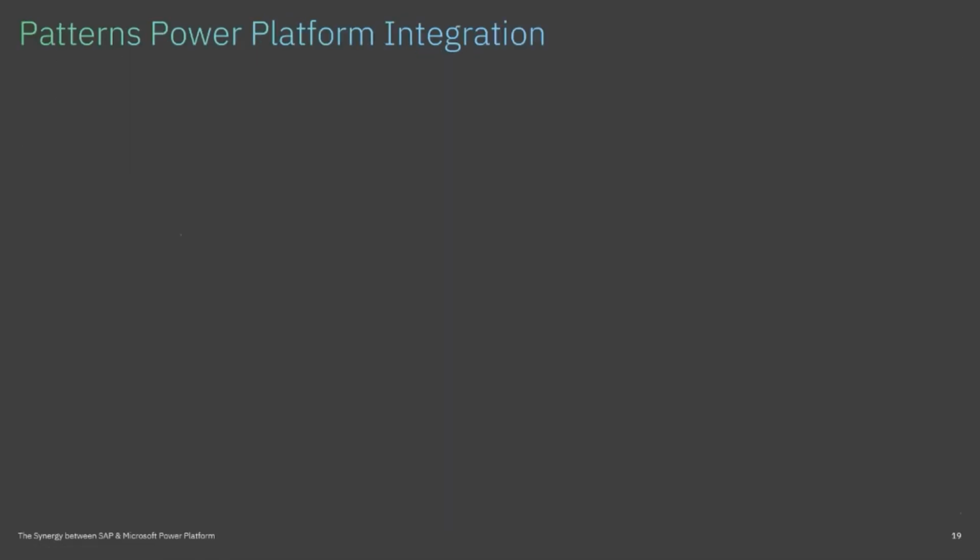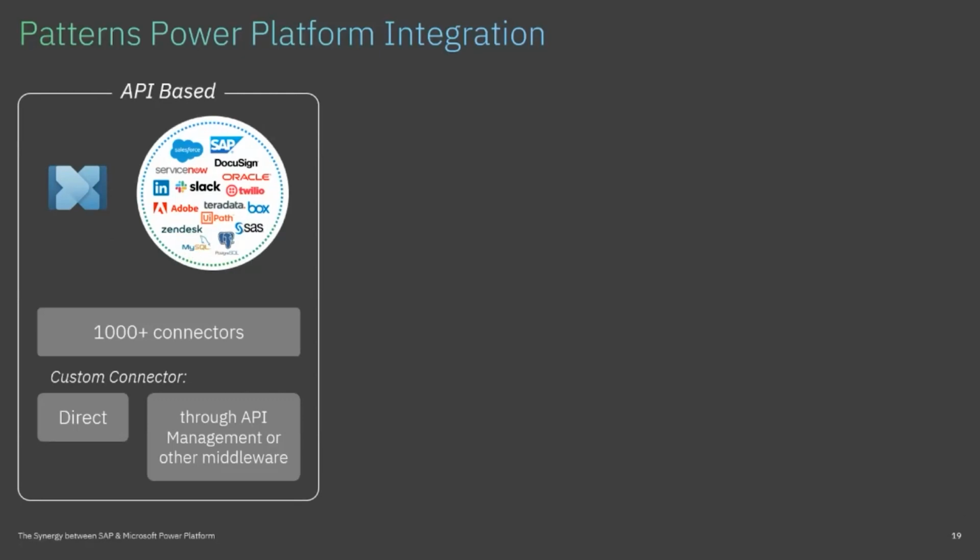We need to look at patterns for Power Platform integration. So I'm going to look at just quickly, how can you integrate? How do I take SAP and Power Platform and bring them together? Well, the first one is API based, right? And this is using the SAP ERP connector from Microsoft. There's 1,000 other connectors, right? So we're not just limited to interfacing to SAP, but we can plug into all the other solution landscape that you might have to mix and bring in the data sets, those siloed data sets that you need access to.